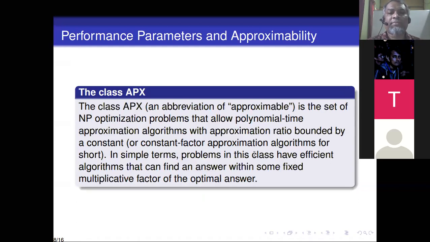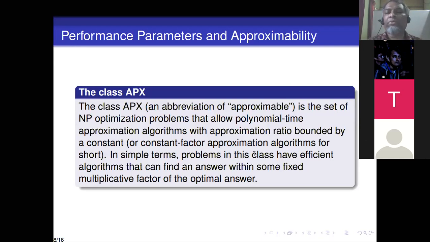Now we are defining a class of problems which is APX, approximable. The class APX, an abbreviation of approximable, is the set of NP optimization problems that allow polynomial time approximation algorithms with approximation ratio bounded by a constant. Sometimes we call these constant factor approximation algorithms.